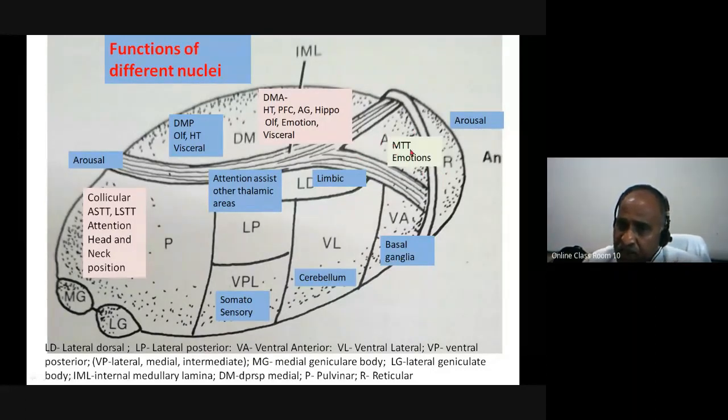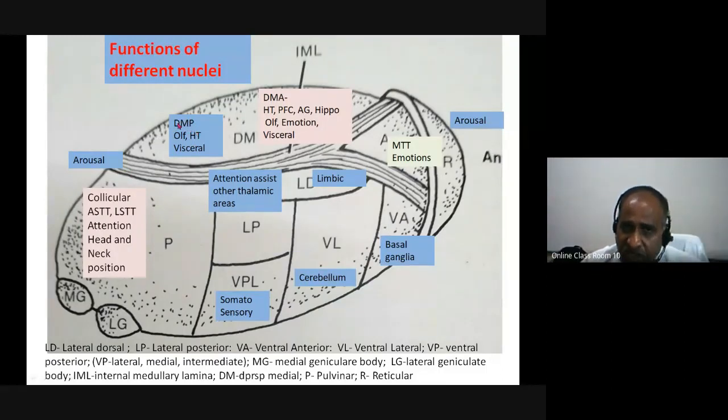It is the mammillothalamic tract. It is for the emotions. And here we have the reticular system. This is for arousal. This is the internal medullary laminae, this Y. These are the white fibers. They will reach the entire cortical mantle. That is again for the arousal.